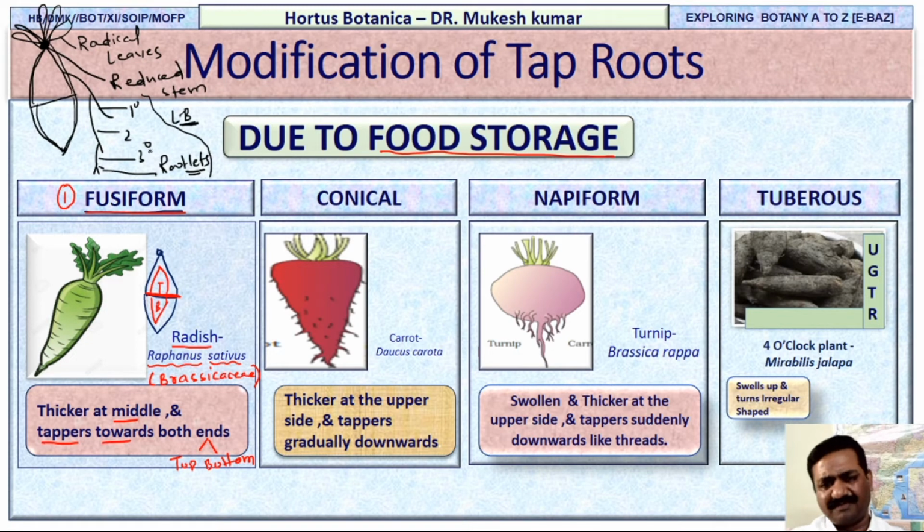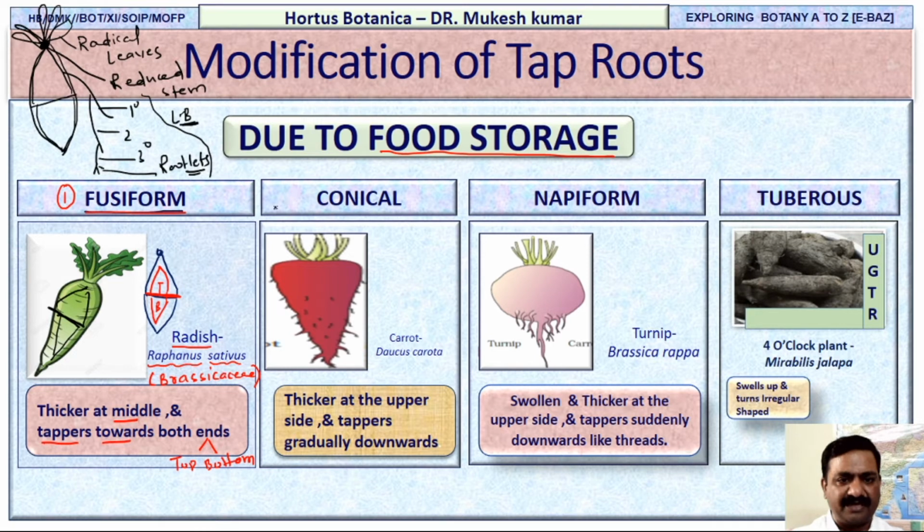So all other parts are very similar. Here we are only going to study what happens when it is modified due to food storage, and if it stores food, then what will be the shape? That is our main concern. Then we find the shape will be spindle type, because the middle part is broad and it tapers towards both top as well as bottom. So it's termed as fusiform.